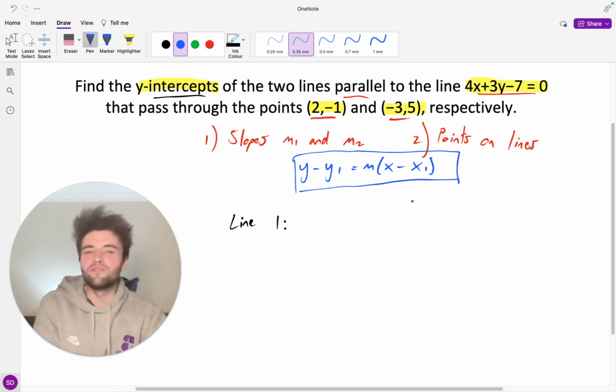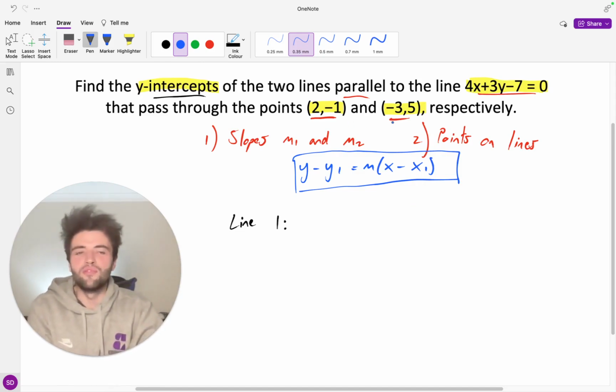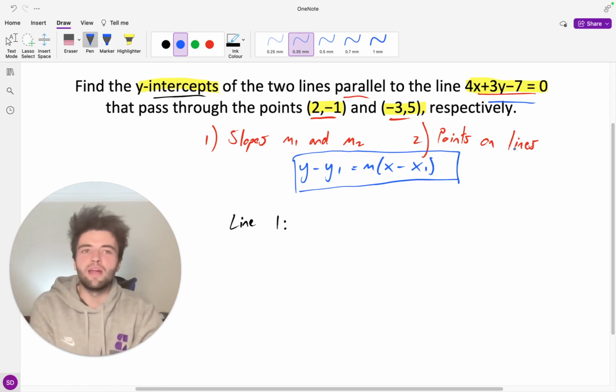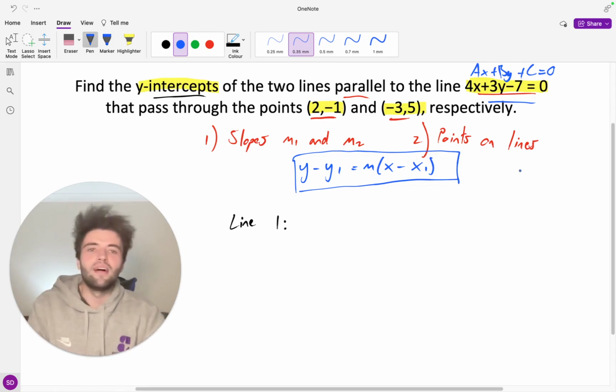So now our job is going to be to find the slope of the first line we're given in the question, which is going to remain the slope for the rest of the question. And so to find that, we need to first of all identify which form it's in. And so the line we're given in the question is going to be in the form ax + by + c = 0. And so what that means is that the slope is going to be simply the fraction -a/b. So that's how we find the slope when it's in this form.